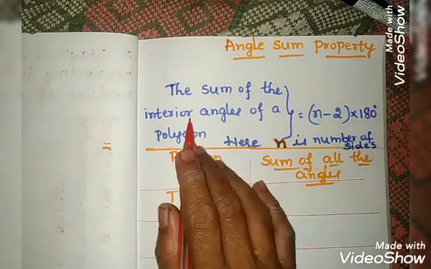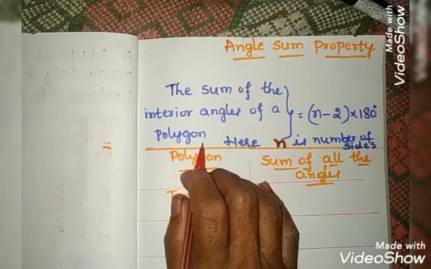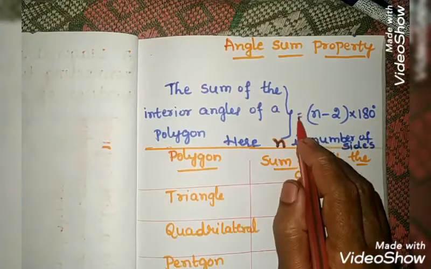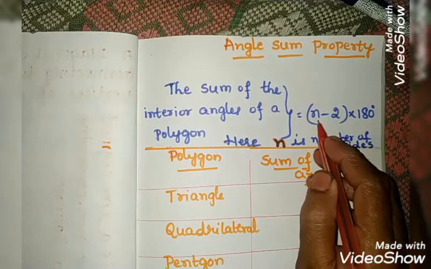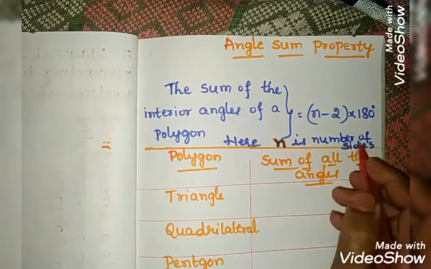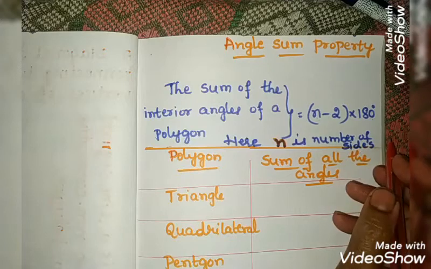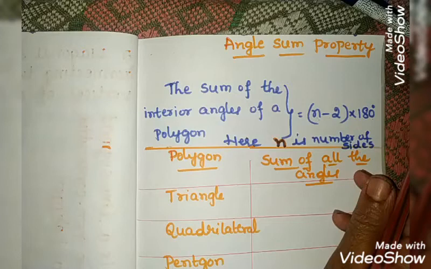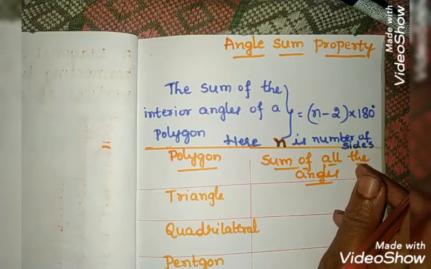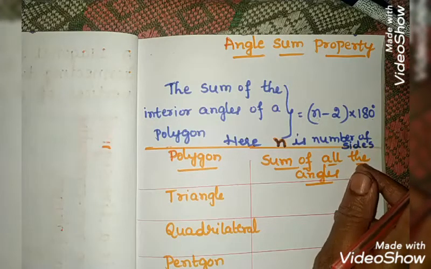The sum of the interior angles of a polygon, any polygon it may be, is equal to (n minus 2) into 180, children. Where n is the number of sides of that particular polygon which we are talking about. How many sides are there for that polygon? That is n. n is the number of sides of the polygon.